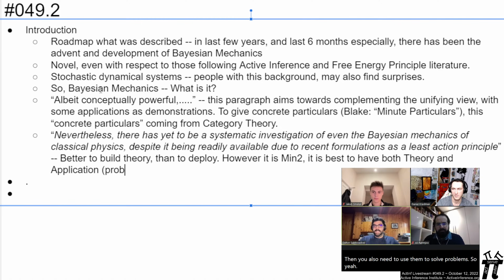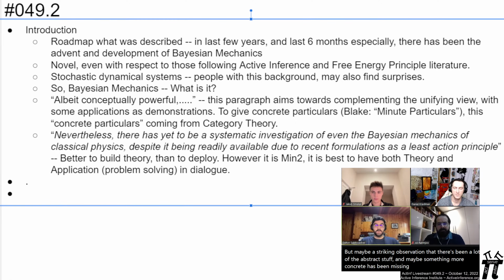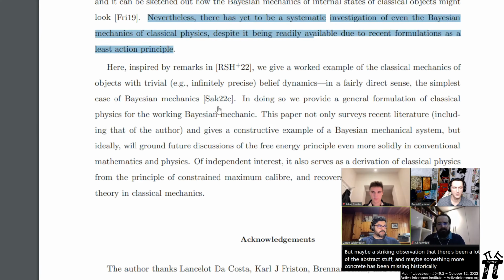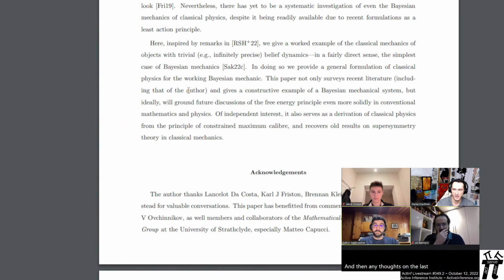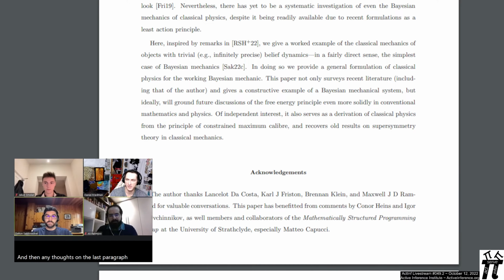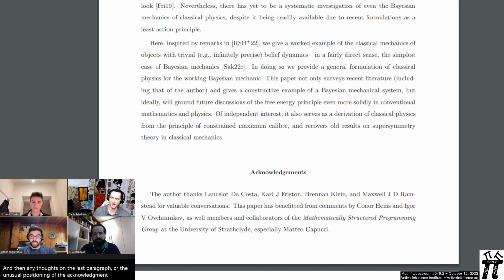So yes, not an indictment, but maybe a striking observation that there's been a lot of the abstract stuff, and maybe something more concrete has been missing historically in the literature. Awesome. And then any thoughts on the last paragraph or the unusual positioning of the acknowledgements paragraph?